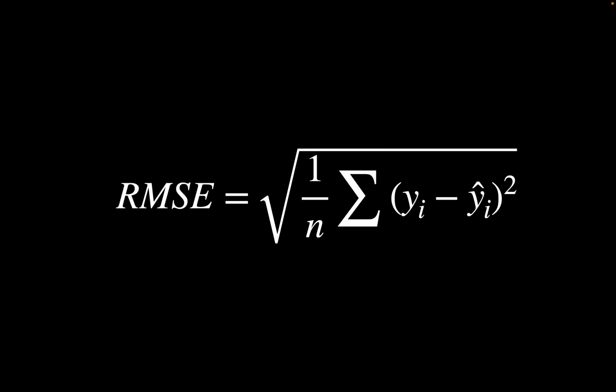Another popular metric is the root mean square error, which is simply just the square root of our mean square error. And of course, the square root doesn't just cancel out the squaring, but it's an attempt to kind of make that cancellation, even though it's not perfect.